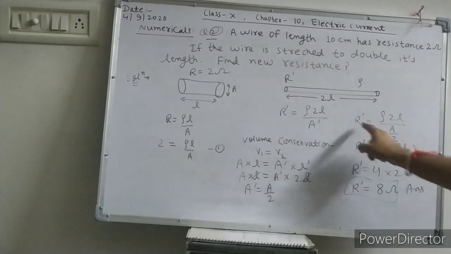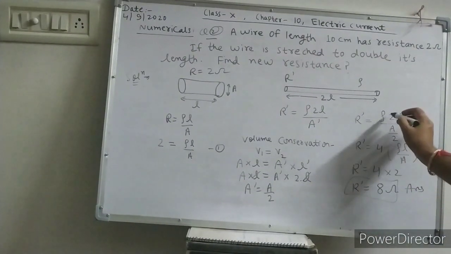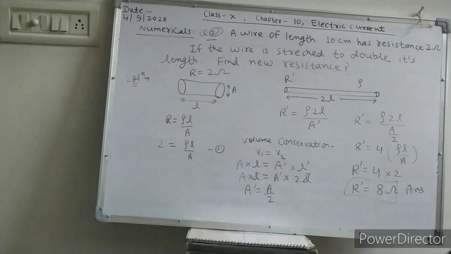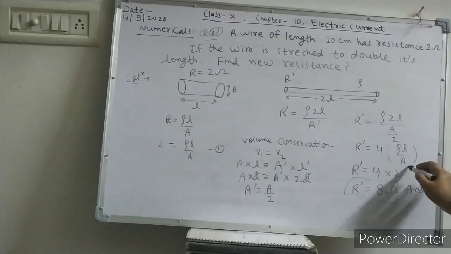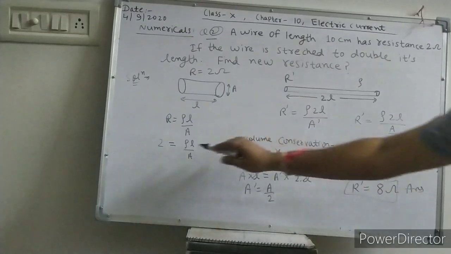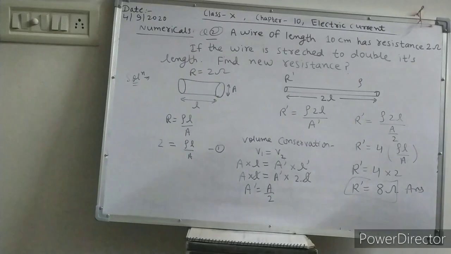Now put the area here, A upon 2. Now 2 will move to the numerator. So 2 into 2, 4, times rho L upon A. What is the value of rho L upon A? It is 2. Now put 2 here: 4 into 2, 8 ohm. 8 ohm is the answer.